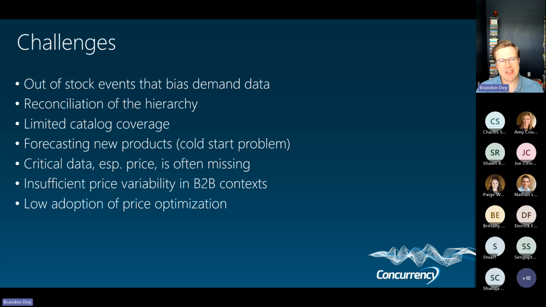Another challenge is reconciliation of the hierarchy. This is just a fancy way of saying if you forecast at the category level and at the item level, there are no mathematical guarantees that adding up the items that belong to a category is going to square up with the totals from the category. It is what it is. There are ways to address that, but it is something to be addressed.